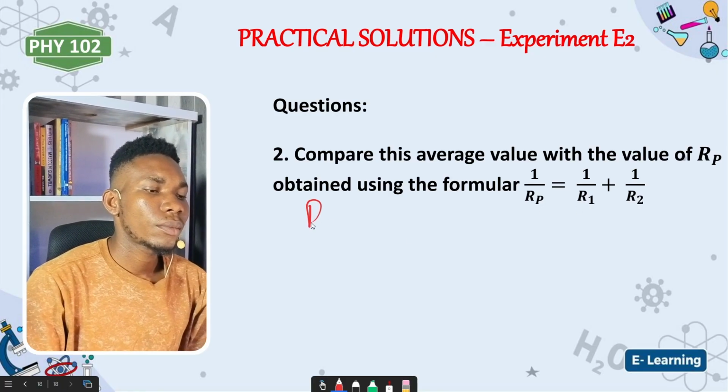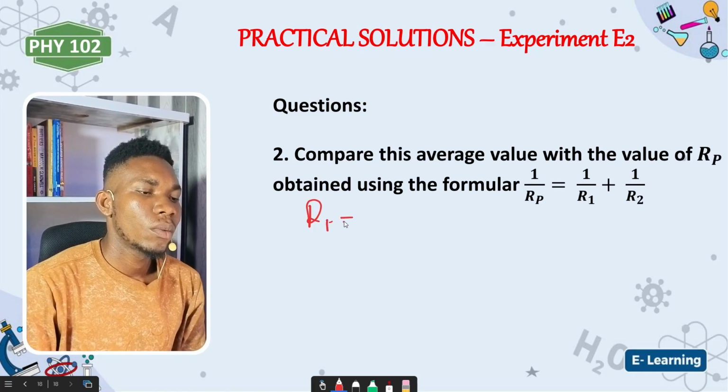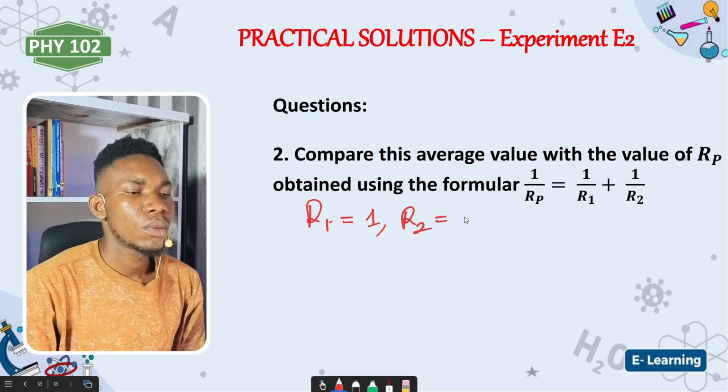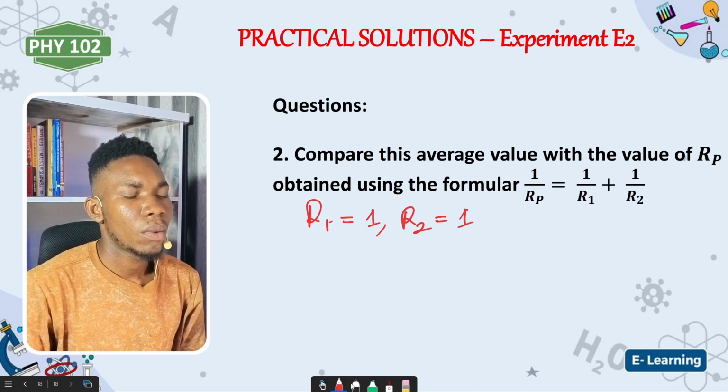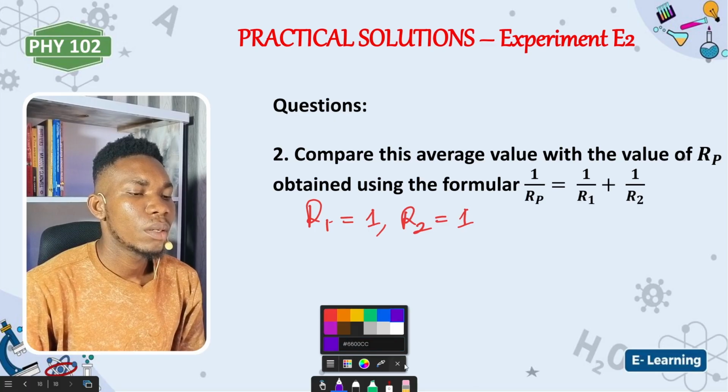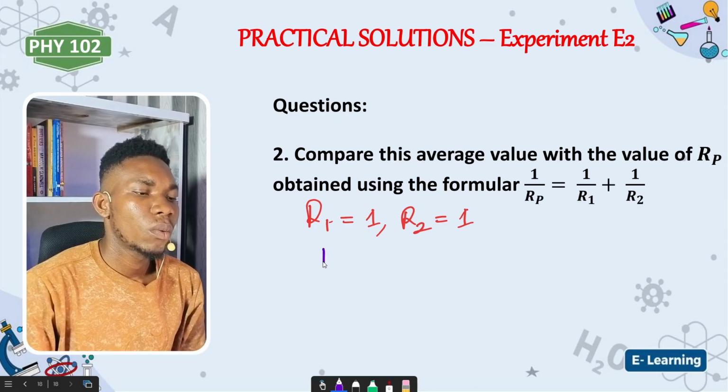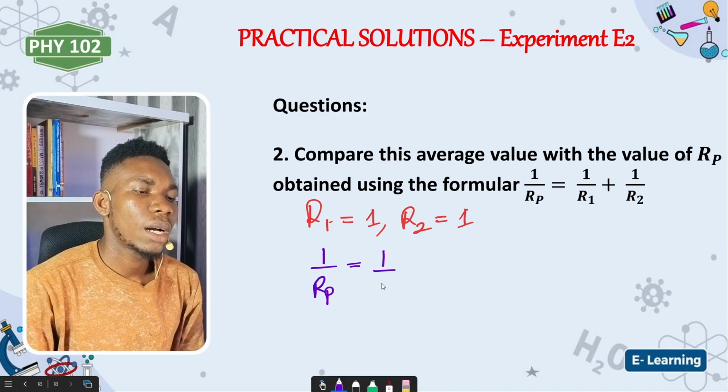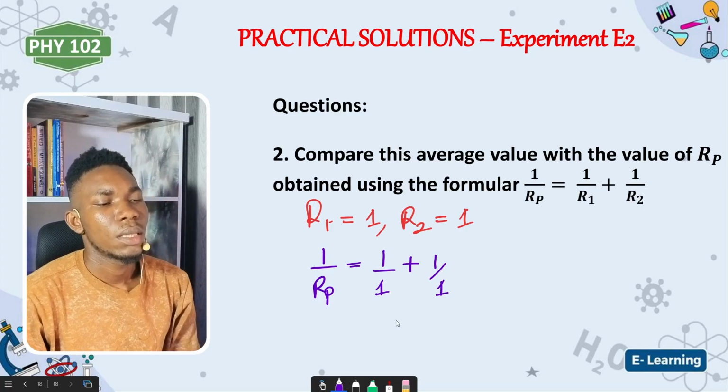R1 was given as 1. R2 was also given as what? 1. So what do you think our RP would be? From calculation, 1 over RP is equal to what? 1 over R1 is 1. 1 over 1 plus what? 1 over 1. Is that okay?